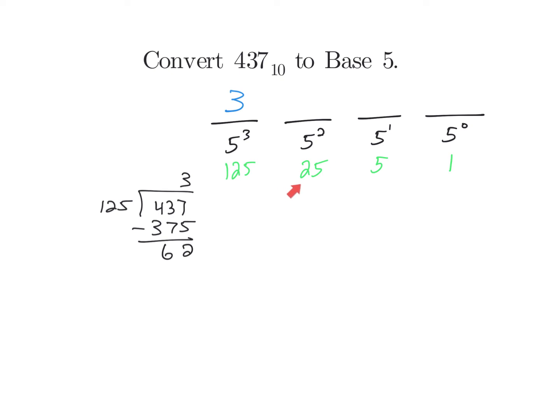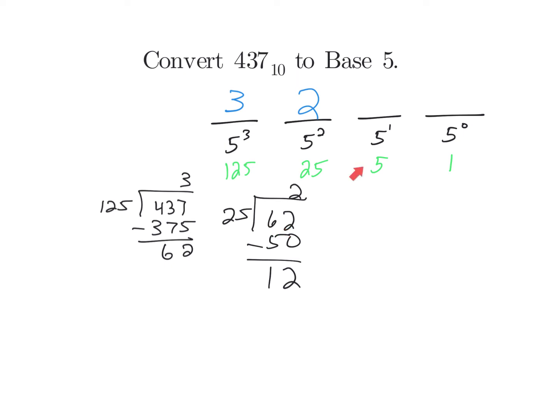Okay, so let's take what's then in the next spot. Those are the 25s. I've got 62, and I need to say, how many 25s can I get out of that 62? Well, we take that 62 and divide it by 25. I think that'll go twice. That's 50. I subtract and I get 12. That means there are 2 25s in the number 62.